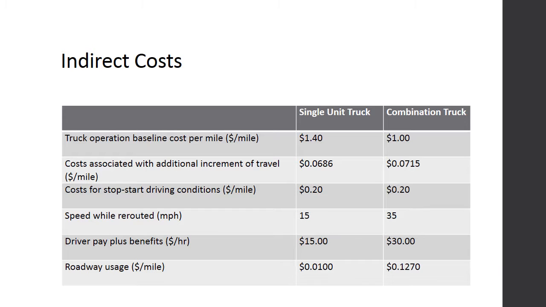This table provides the truck operation costs for single-unit and combination trucks. In addition to the truck operation baseline costs, which include fuel, maintenance and repair, tires and depreciation, other costs factor into the overall cost. These include the costs associated with additional increment of travel such as congestion, crashes, air and noise pollution, the cost for stop-start driving conditions, and the driver pay and roadway usage.